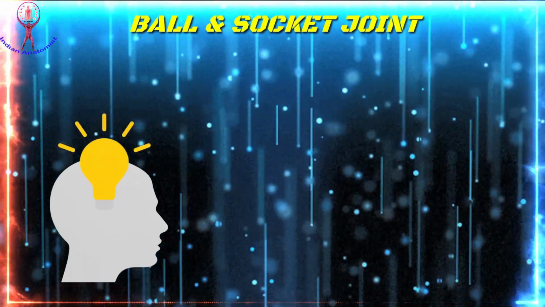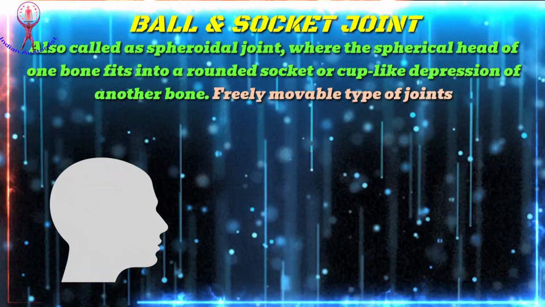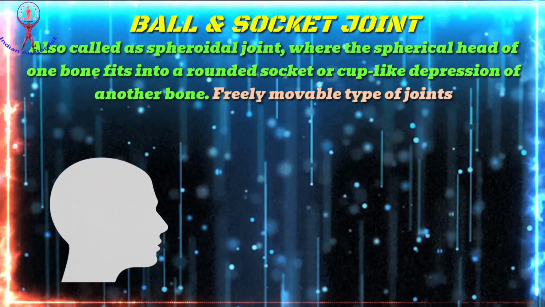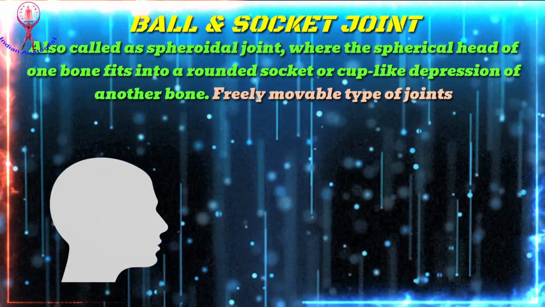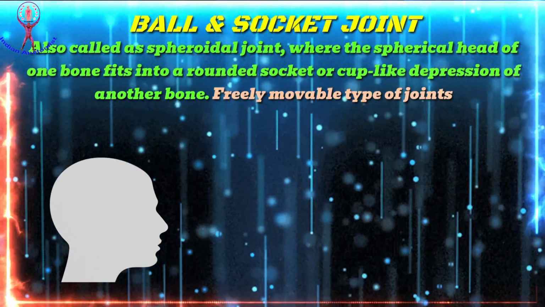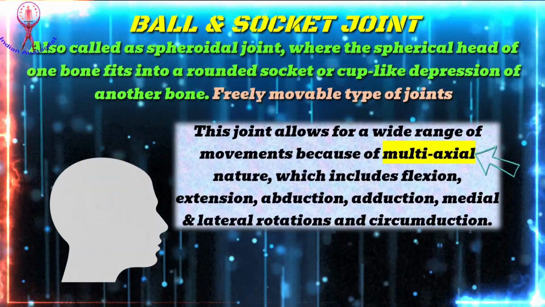Ball and socket joint, also called spheroidal joint, is where the spherical head of one bone fits into a rounded socket or cup-like depression of another bone. These are freely movable type of joints when compared to remaining synovial joints.